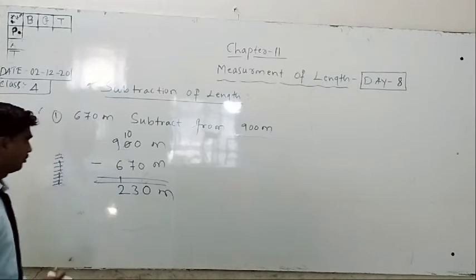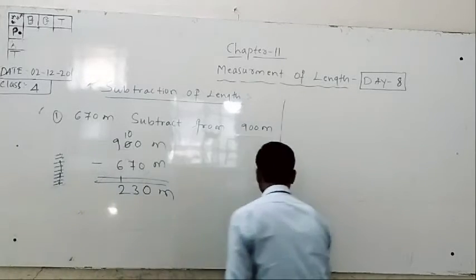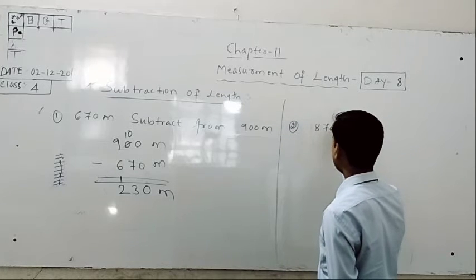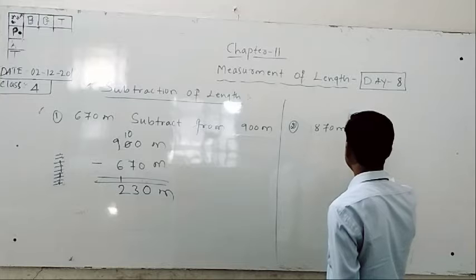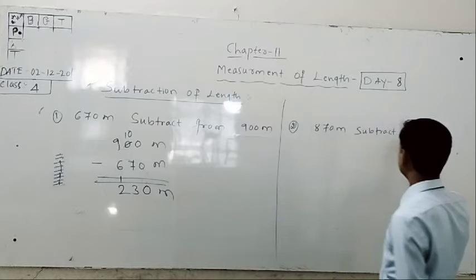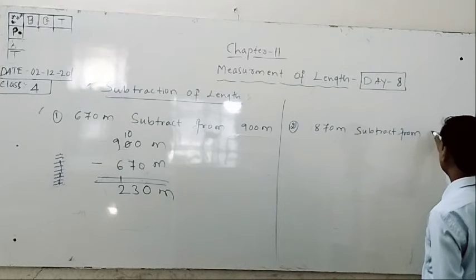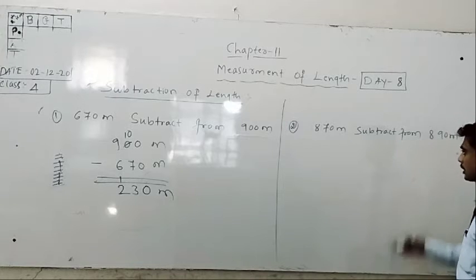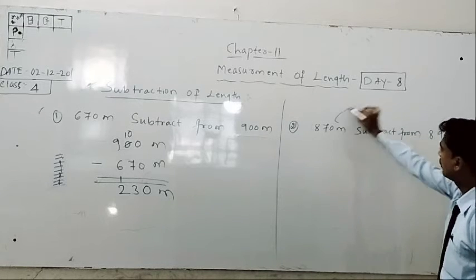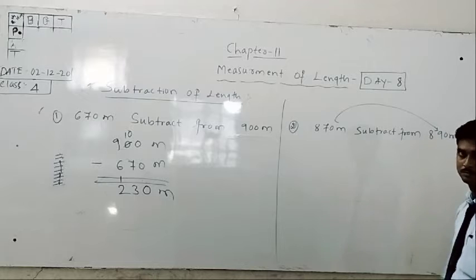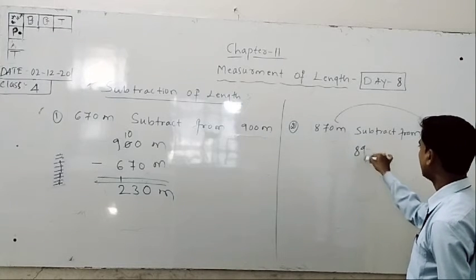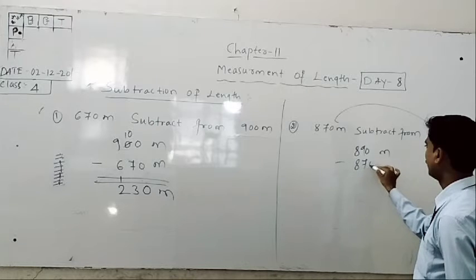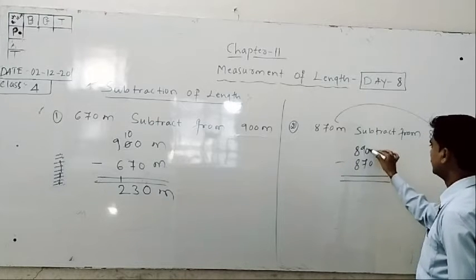Okay. Now the second one: 870 meter subtract from 890 meter. We should subtract this number from 890 meter. Then you should write here 890 meter, then minus 870. Yes. Then 0 minus 0.